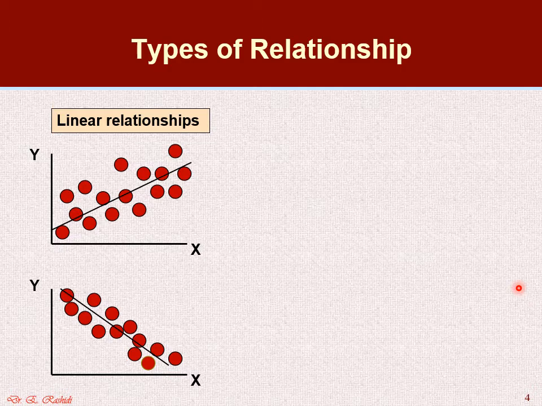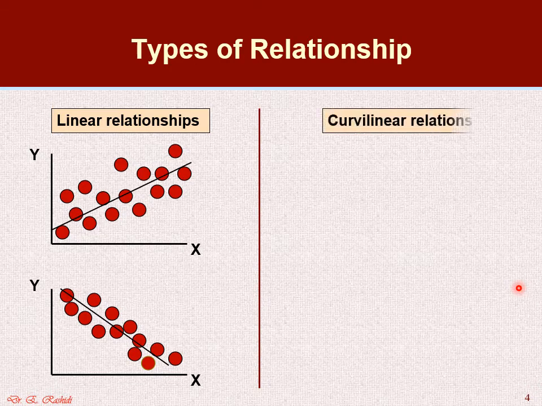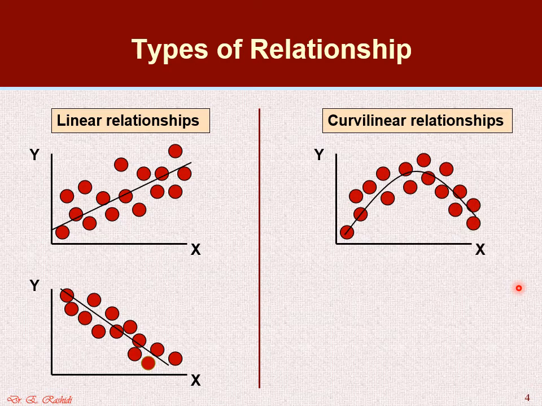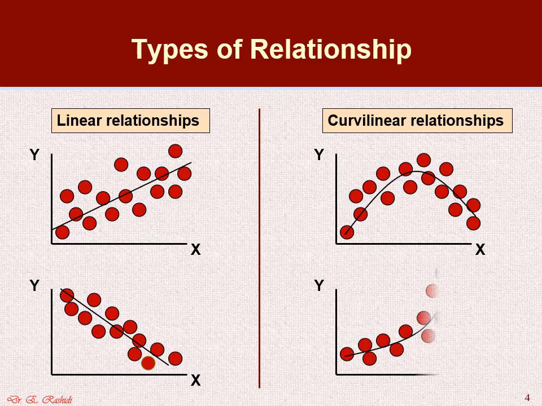There could be a nonlinear relationship between the independent variable and dependent variable. Here we're going to see examples of the curvilinear relationship. As you see here, the relationship between y and x is not a straight line, but it's actually a curve.